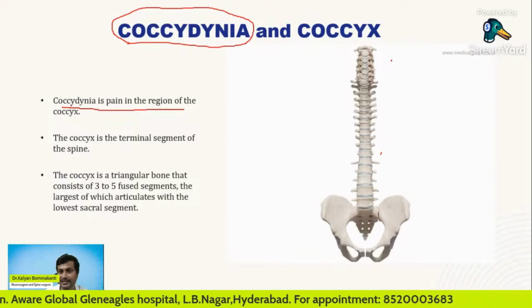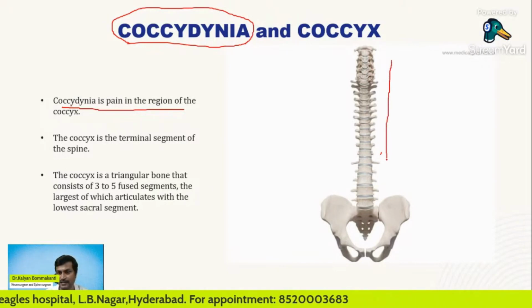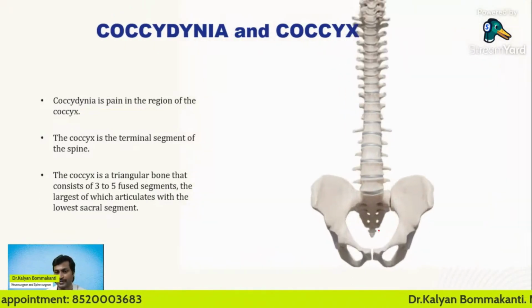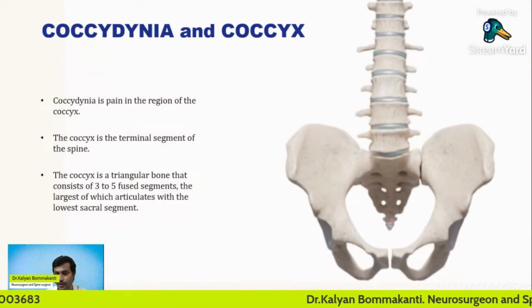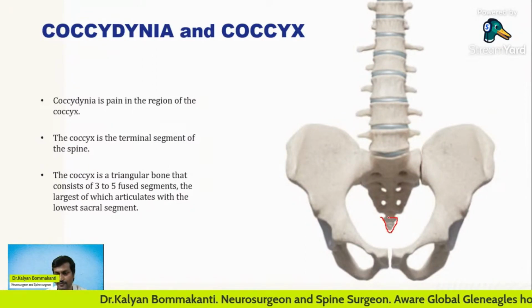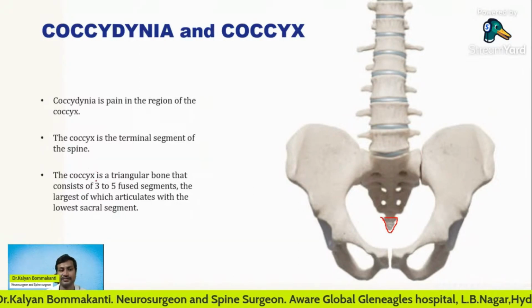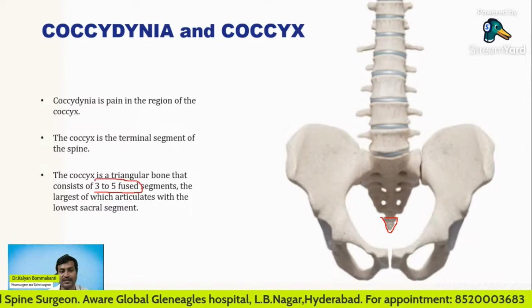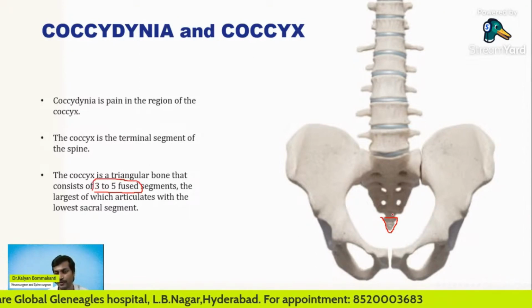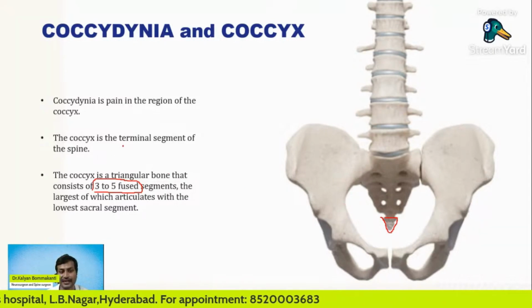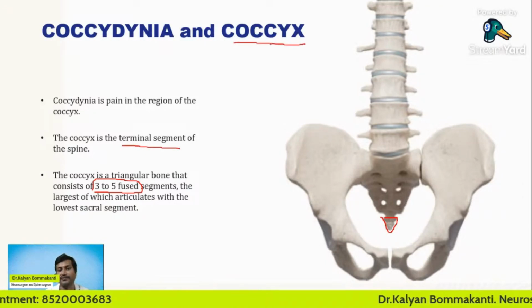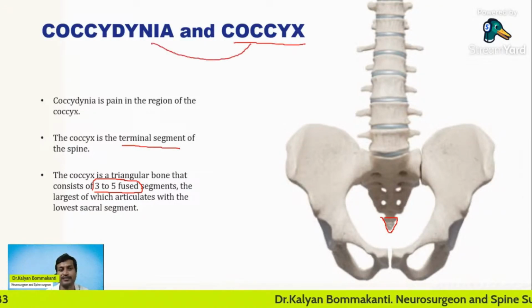See, this is our vertebral column. Concentrate on the lowest part of the vertebral column. It is a triangular piece of bone, which in turn is made up of 3 to 5 small segments of bone. This triangular piece of bone, present in the terminal segment of the spine, is known as the coccyx. And pain in the coccyx is known as coccydynia.